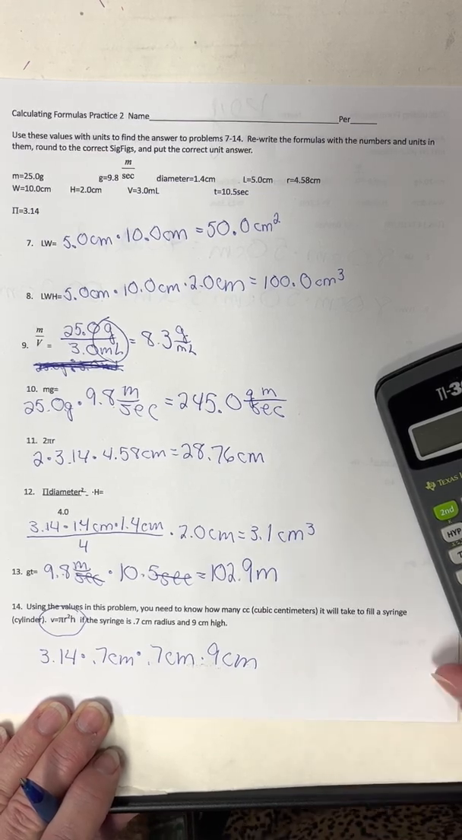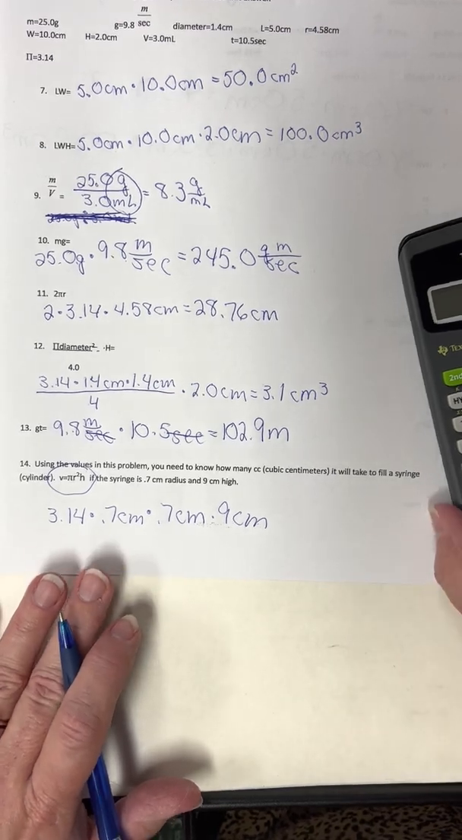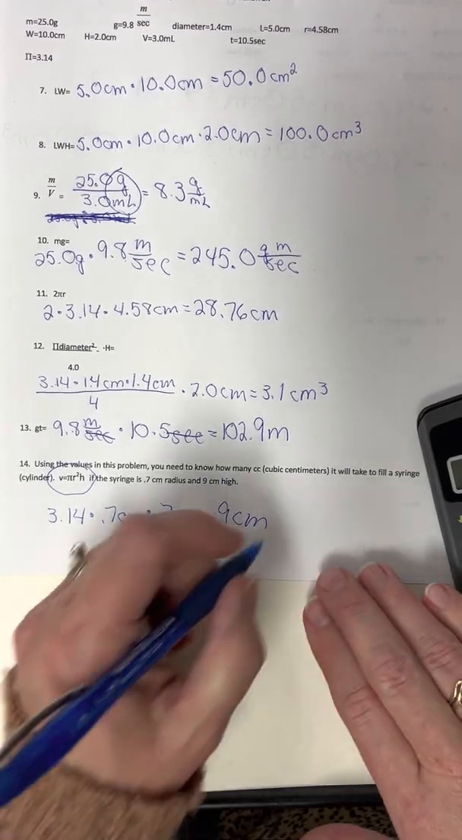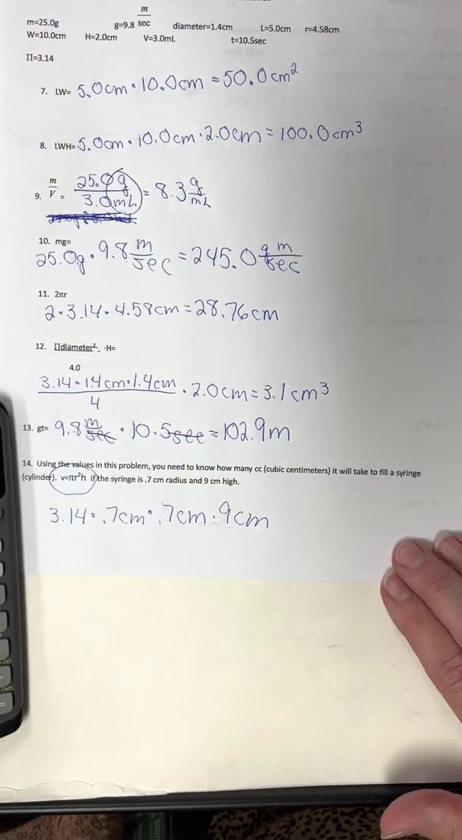Can you move the paper a little bit? Yeah. Make sure. Yeah, there it is. Times 9. My final answer on my calculator is 13.8474.